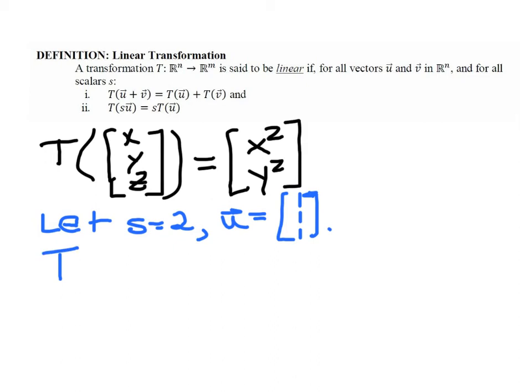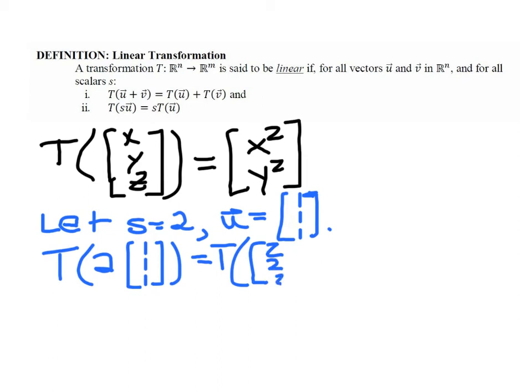Then T of 2 times the vector 1, 1, 1 would equal T of the vector 2, 2, 2. That's what it means to multiply a scalar times a vector: we just multiply each component. Now I apply the transformation. Looking back at the rule given for this transformation, I want to square the first component and square the second component, and that's the two-dimensional output vector. So 2 squared, which is 4, and the second component is 2 squared again, 4. So that's T of 2 times 1, 1, 1.